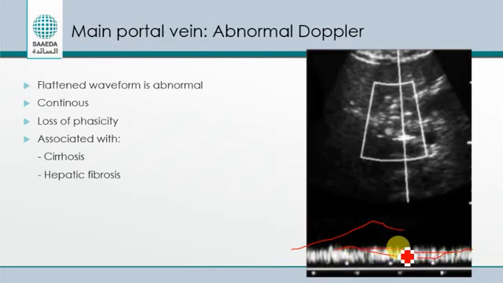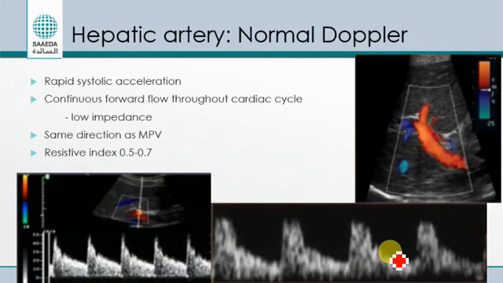You will lose the pulsatility and have a flattened appearance. It will be continuous, and this is commonly associated with cirrhosis and hepatic fibrosis. Regarding the hepatic artery, what's the normal Doppler? The hepatic artery has a rapid systolic acceleration. You can see the rapid upstroke and continuous forward flow throughout the cardiac cycle. It's always forward.